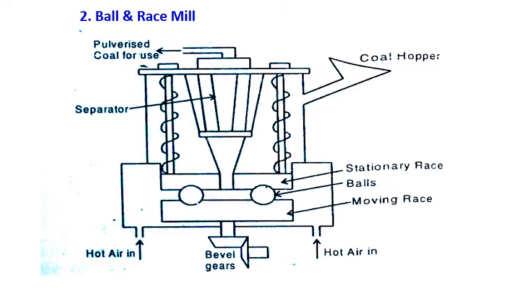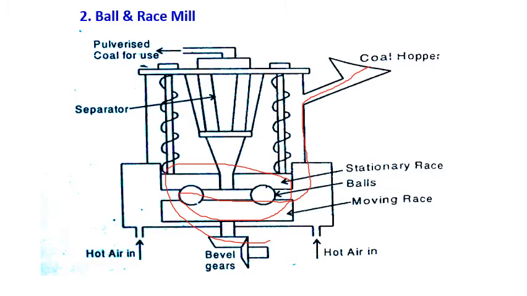In the ball and race mill, we can see the coal from the coal hopper comes and gets taken to the two races. One is a stationary race, one is a moving race. So the coal comes in contact between the two races.